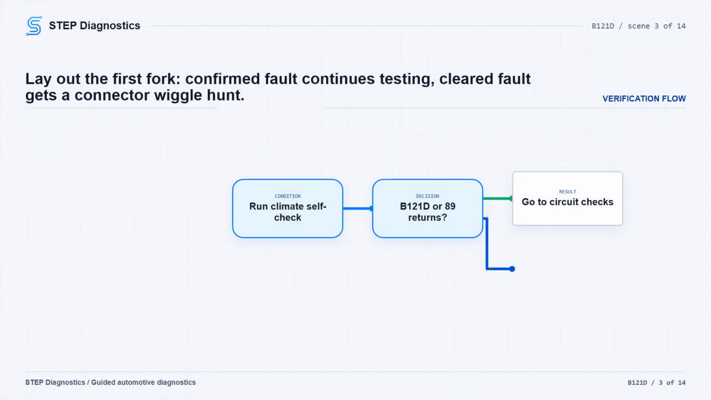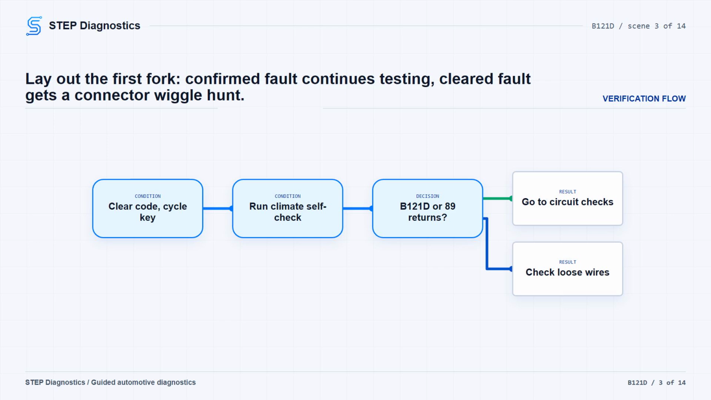Start by clearing the DTC with the HDS. Turn the vehicle OFF, then back on and run the climate control self-diagnostic. Now check whether the fault returns. If it does, continue with the circuit checks. If it does not return, treat it as intermittent and inspect for loose wires or poor connections in the humidity/in-car temperature sensor circuit.